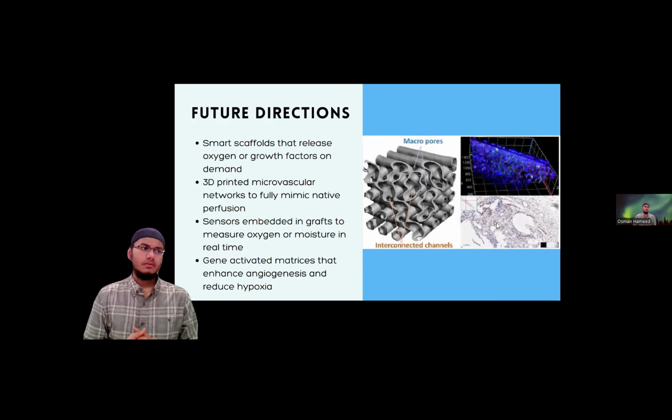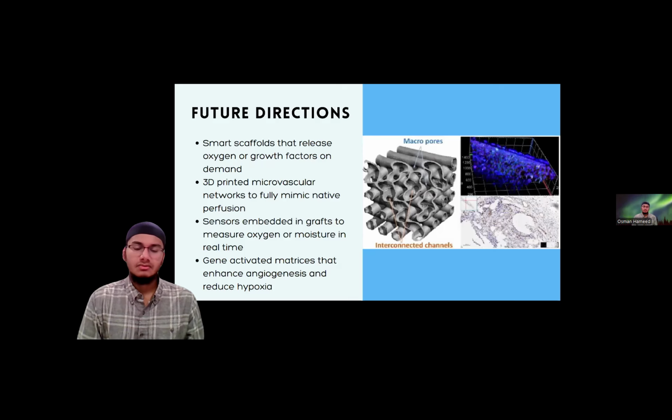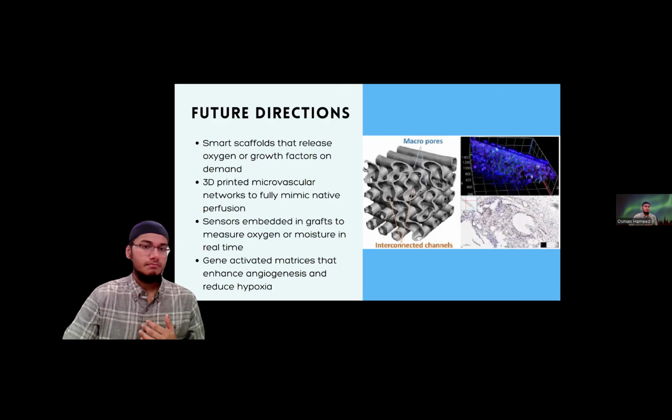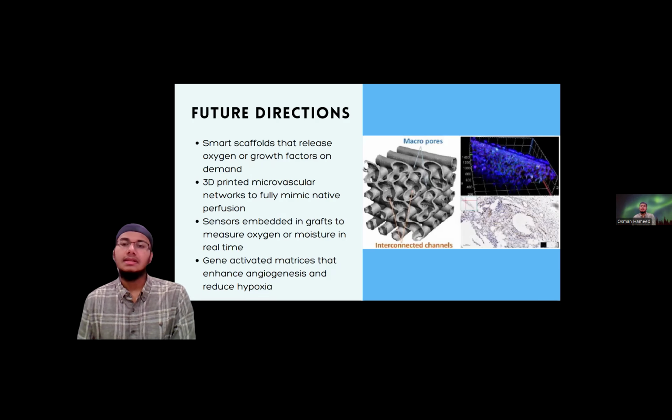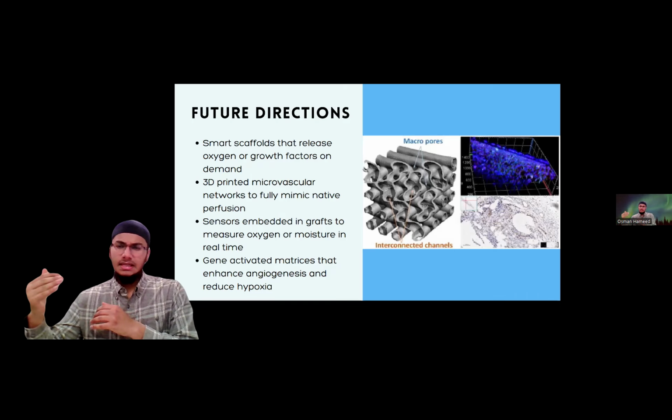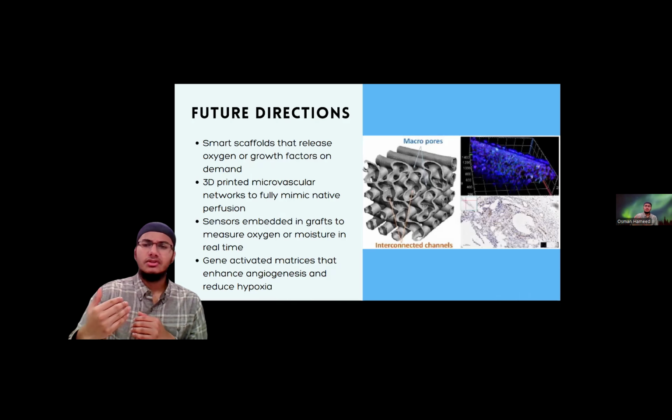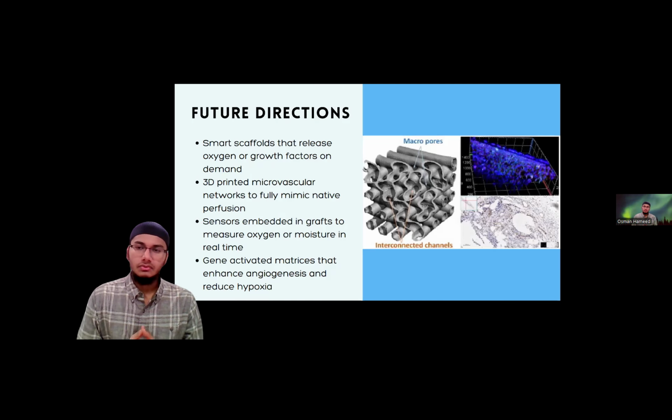So for future directions, these are just some things that can come out. Smart scaffolds can be future scaffolds that directly respond to transport needs in real time. For example, they can release oxygen if it reaches a certain acidity level, or if it reaches a certain catalyst point where a catalyst is released that allows this oxygen to be released. There are many different ideas and many different ways this can go.